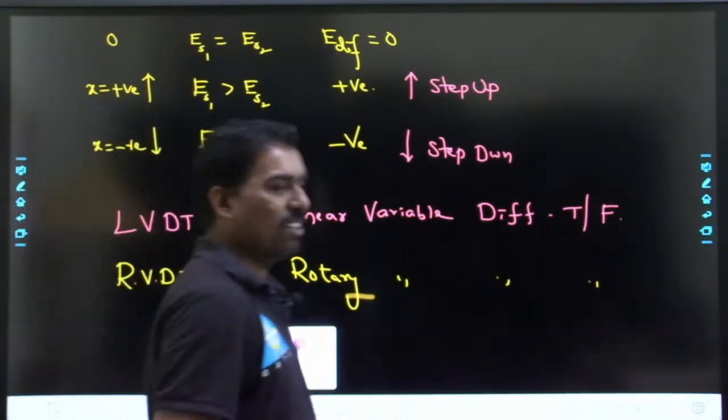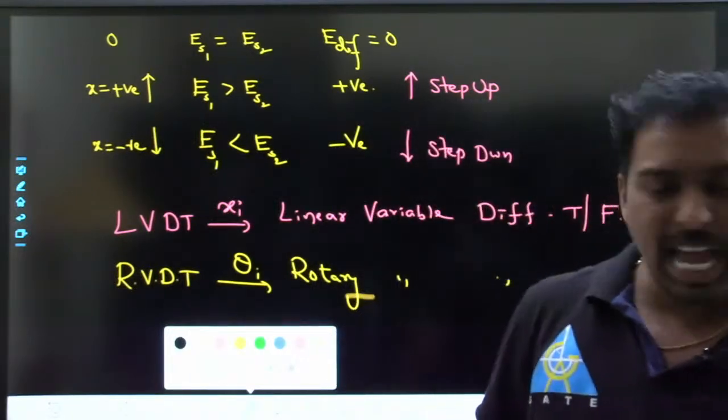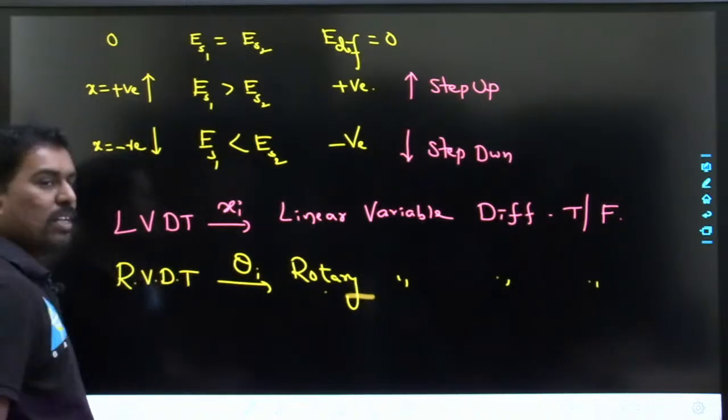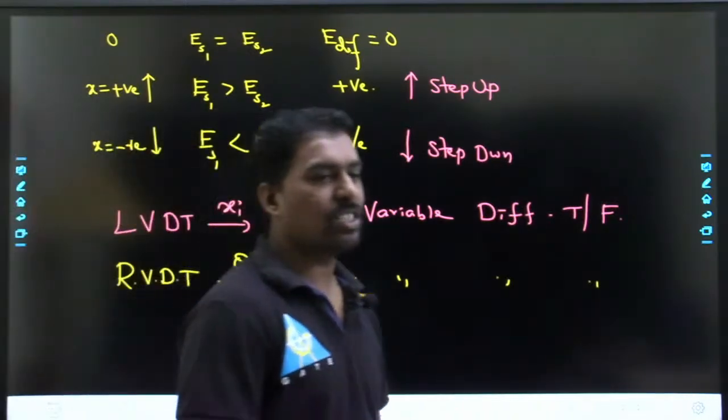If it is not linear, it is angular. If it is not linear, it is angular, then it is called RVDT, rotary variable differential transformer. Then the construction is different, beta. The construction is going to be modified.